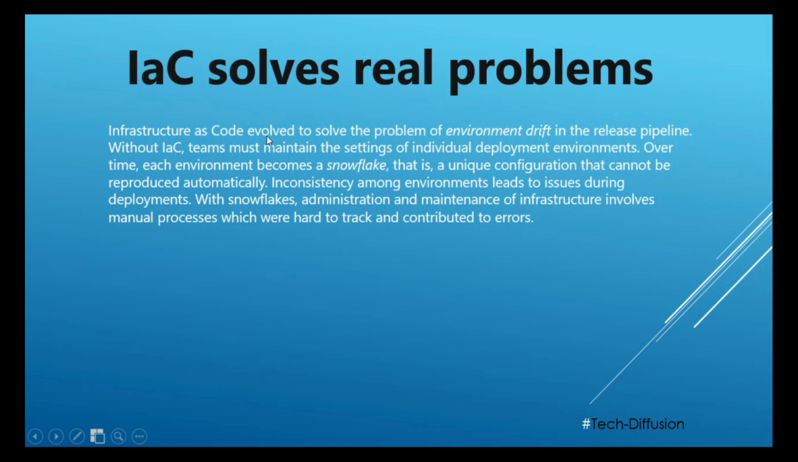Okay, so infrastructure as code solves the environment problem. In a release pipeline, without IaC, teams must maintain the settings of individual deployment environments. Whenever we install anything on a server, we need to maintain the server, everything, right? And each environment is a snowflake, right? That is a unique configuration, meaning every server has a slightly different configuration, like one Linux, one Windows, some an old version of Windows, some a new version, and some Linux with different versions. That is a very big challenge to solve, right? Without that snowflake, without an administrator, everything, we cannot solve those problems, right?